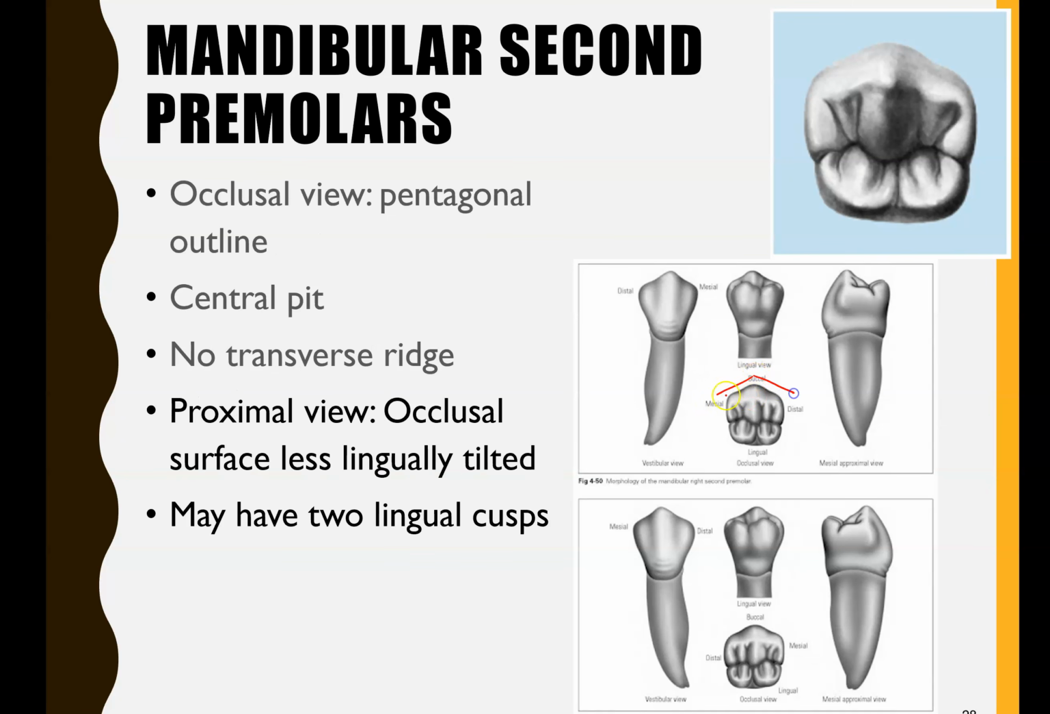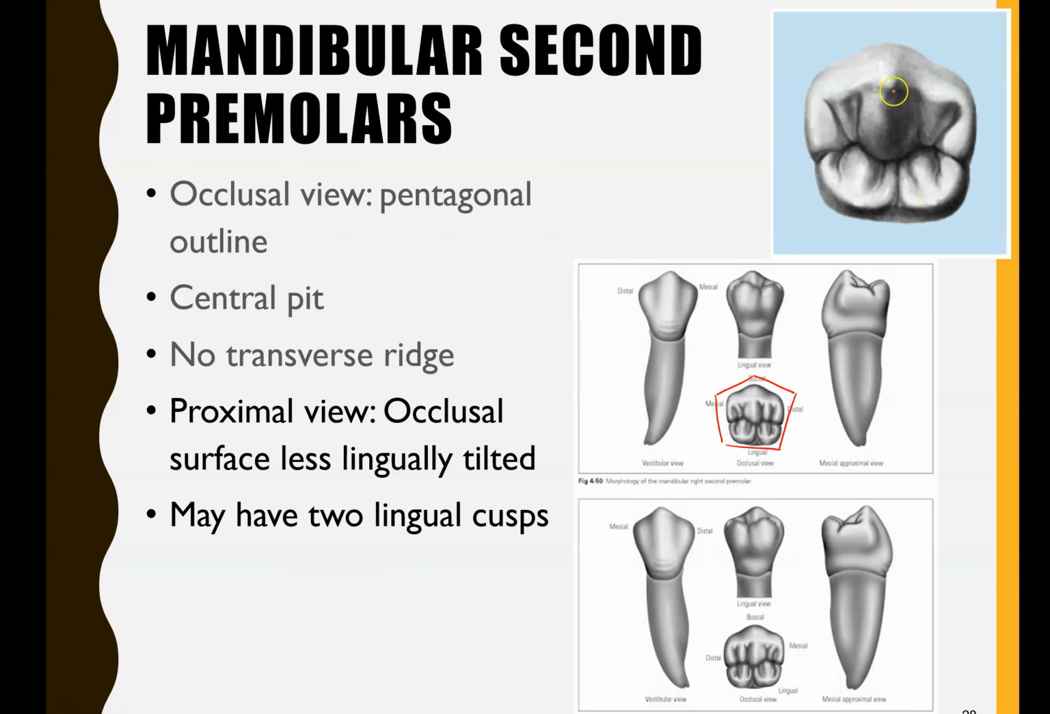So here we have, a pentagon has 5 lines. That is a pentagonal outline. So occlusally, it looks like a pentagon. And that's what we can see over here too. This is, if you remember from before, a Y-shaped premolar, which has 3 cusps. And there's no transverse ridge.